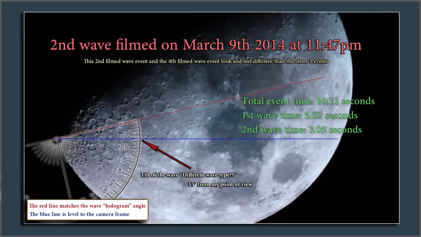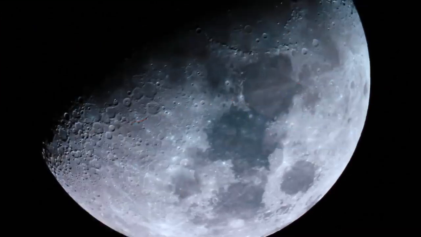Here's the second wave, filmed March 9th, 2014. On all my footage, I've been able to measure the angle of the wave, which I present you here. I don't know whether the other scopes were polar aligned or equatorially aligned, so I don't really have the ability to do that. And truthfully, they're also zoomed in, so it would be a bit difficult to understand the orientation of the moon, although I suppose we could look at a model for that night.